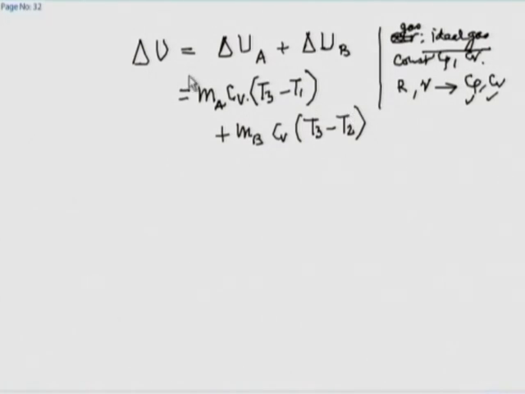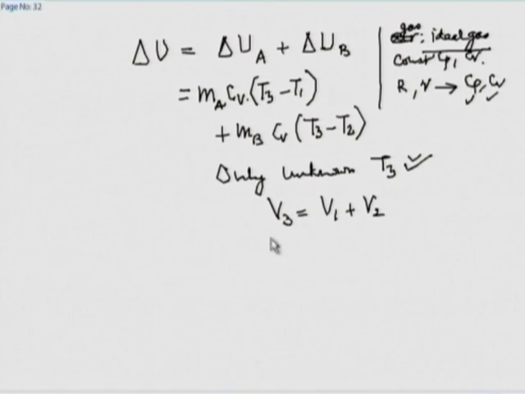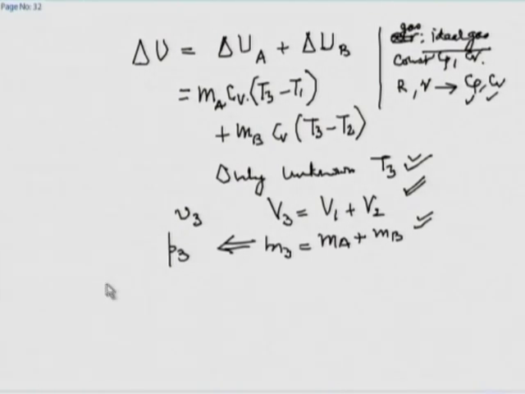So this will be equal to Q, because delta U is equal to Q, that is what we saw as the application of the first law. Q is specified, so this is specified, the only unknown here remains T3, which now we can obtain. The moment you obtain T3, you know the final temperature, you know the final volume. V3 is going to be volume of 1 plus volume of 2, M3 is going to be mass of A plus mass of B. So since you know T, V and M, this gives you P3, the final pressure, and also the final specific volume and final temperature.